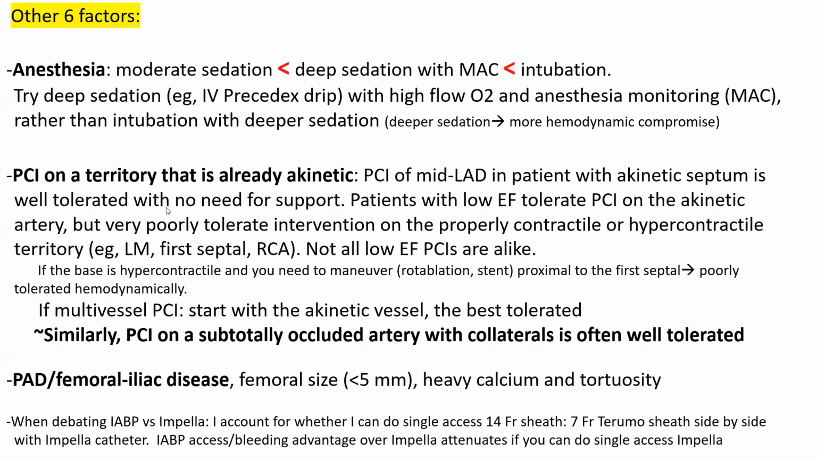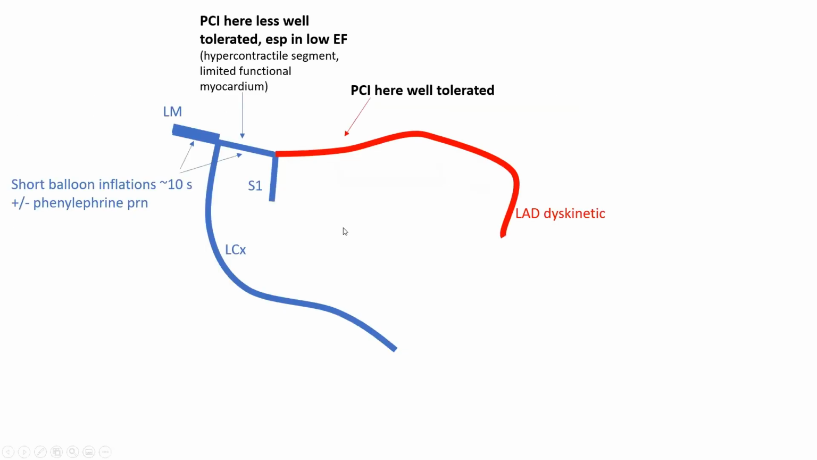So a fifth feature I look at, and a very important feature also to understand, is that PCI on a territory that's already akinetic is actually very well tolerated. So that steers me away from hemodynamic support. So not all low EF interventions are the same. If I do PCI on a mid-LAD in a patient with an akinetic anterior wall, this PCI is very well tolerated because the anterior wall is already akinetic, not contributing to myocardial contractility already.